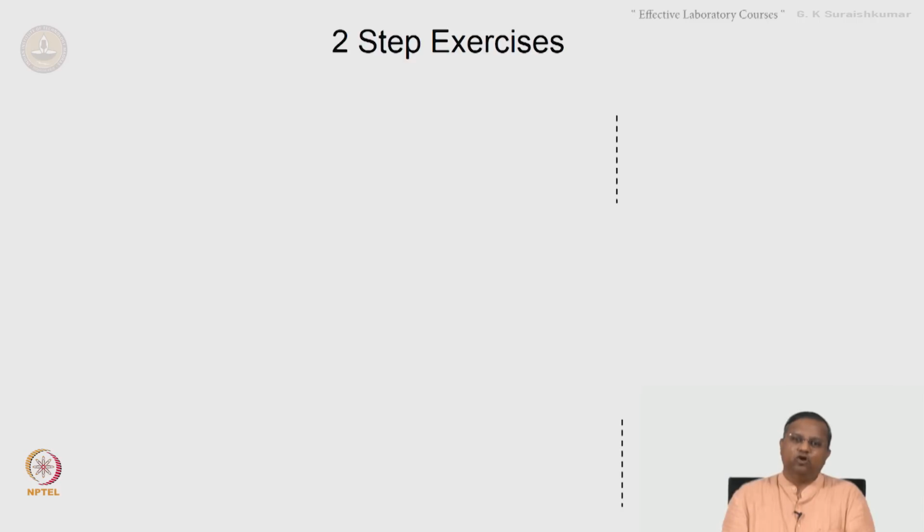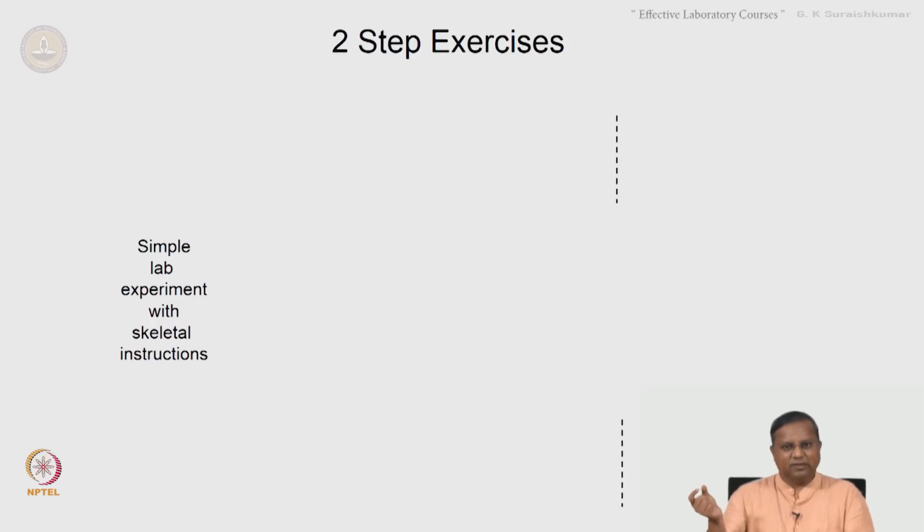Then they do laboratory exercises in 2 steps. Each experiment is done in 2 stages. Okay. In the first stage, it is something like this: a very simple lab experiment with skeletal instructions that are there in the guidance manual is given to students. The students need to read that, think about that, and then come to class. Many of them do, some of them do not, but that is fine. They then need to perform the simple experiment that is deliberately designed to be simple in the first stage.